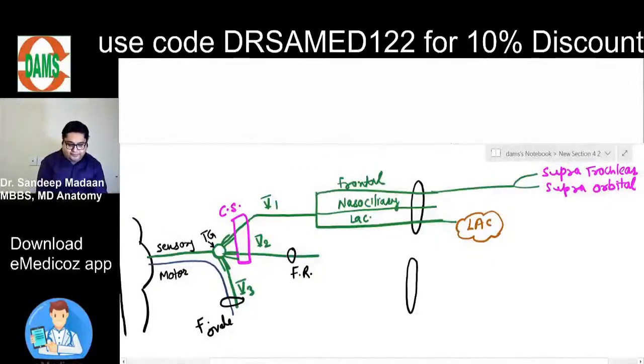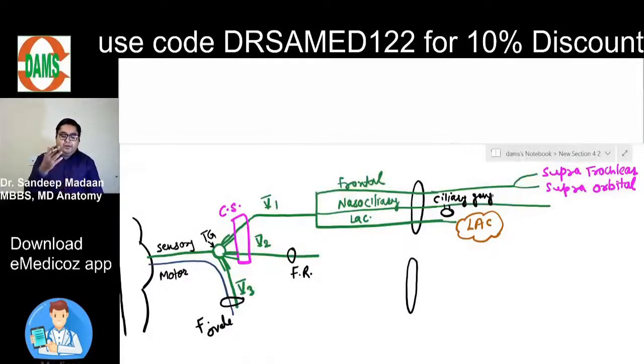Fine. Now the nasociliary nerve is actually holding one ganglion here. What is the name of the ganglion? This is the ciliary ganglion. So when it holds the ganglion, it is the topographical nerve for the ganglion. It is not functionally related, only holding the ganglia.